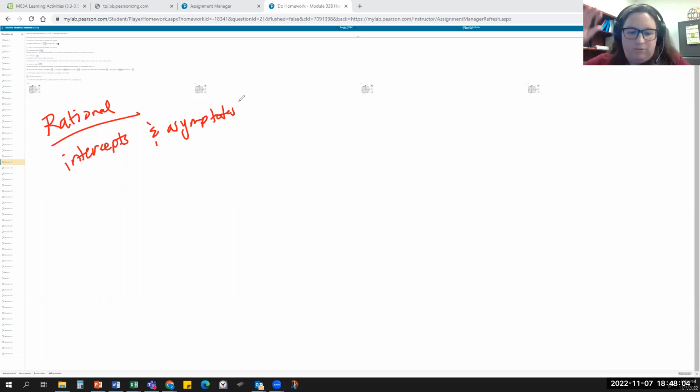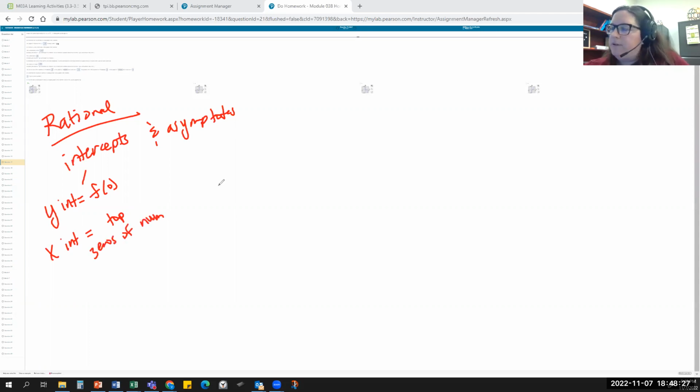And I'll look at an example. I'll be rushed through it, but I'll show you what each of those pieces is. For intercepts, the y-intercept is always plugging in 0 for x. X-intercepts, that's going to be the top, so the zeros of the numerator. Then the zeros of the denominator are going to correspond to vertical asymptotes. Now, that is assuming they don't match. If we have something that's a zero of both the numerator and denominator, it's going to be excluded from the domain.